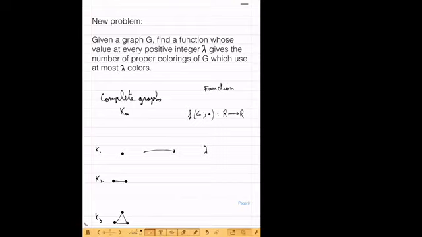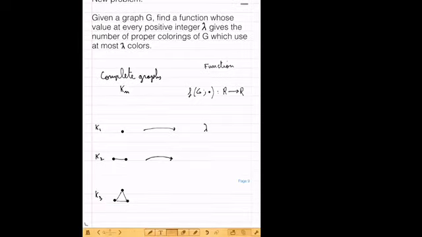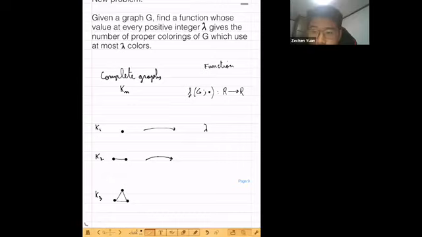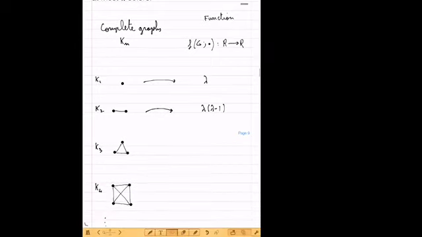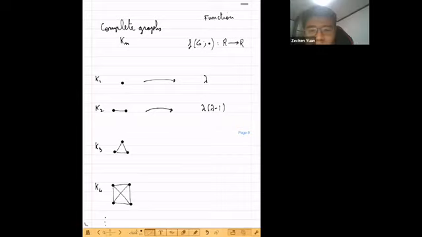Very good. What about K sub 2, which is 2 vertices, 1 edge? Again, I have lambda colors available. How many different ways can I color these 2 vertices so that adjacent vertices are assigned different colors? Lambda times lambda minus 1. Very good. What about if we have 3 vertices? Then it's lambda times lambda minus 1 times lambda minus 2.